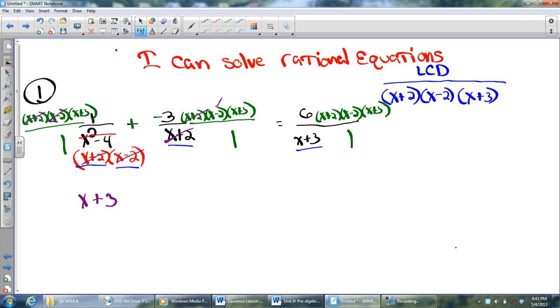Well, I think I'm going to FOIL this before I distribute. And so I'm going to get an x squared plus x minus 6. Now that's all being multiplied by a negative 3.